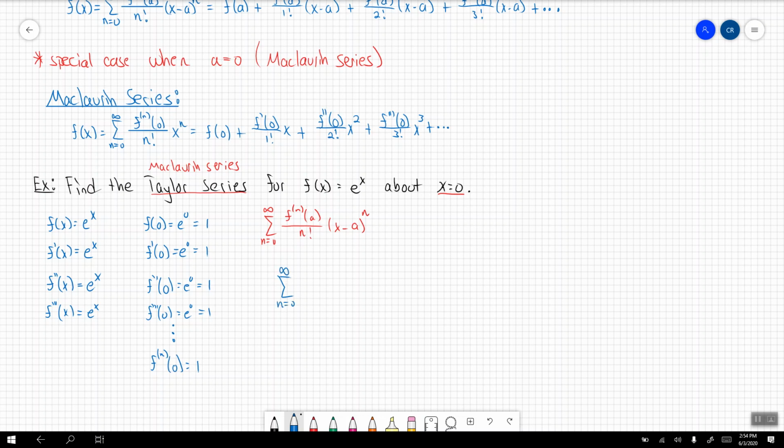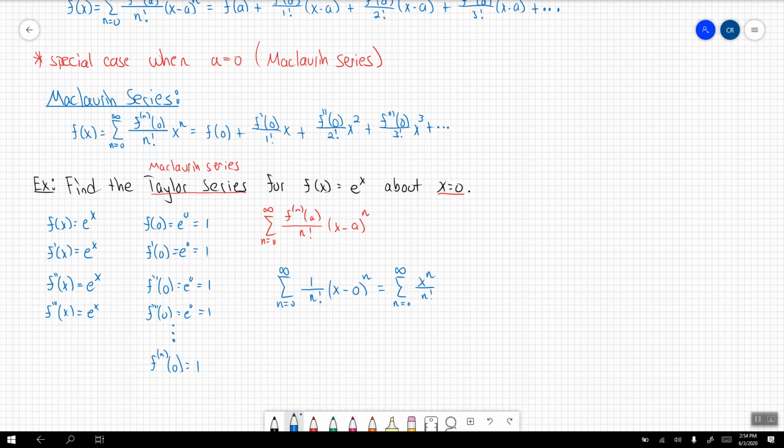So this numerator is always going to be 1, the denominator is still going to be n factorial, and then we have x minus a. Well, what's x minus a? A in this particular case is 0. So we naturally get this, which means my Taylor series in this case is just going to be x to the power of n divided by n factorial.